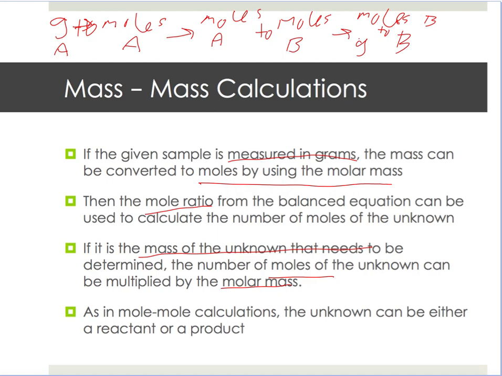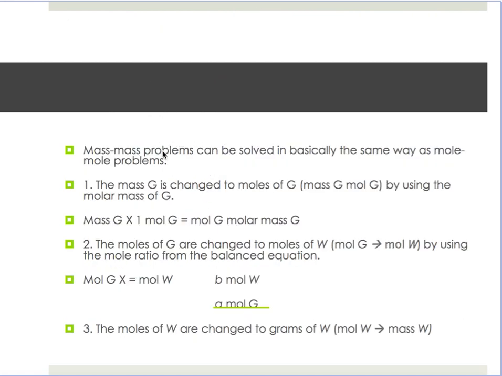Okay, so this is what we're going to do. So here it is again. We can go mass to moles. This G means given. So you can go from the mass of the given to moles of your given by using the molar mass of G. Mass of G times grams per mole is not correct. You should take mass divided by molar mass, and that will convert to moles.